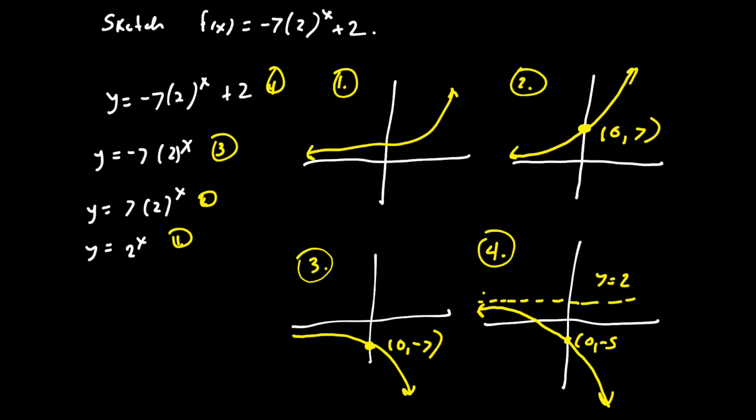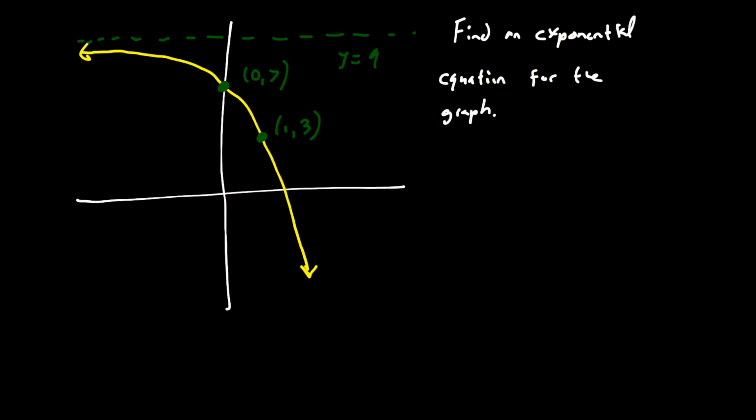Now that we've recalled how to sketch a graph of an exponential function using transformations, let's look at the opposite direction. Suppose we're given a graph. What we want to do is find an equation that represents the corresponding graph. Now recall that the general equation of an exponential function is given by y is equal to a times b raised to the x.